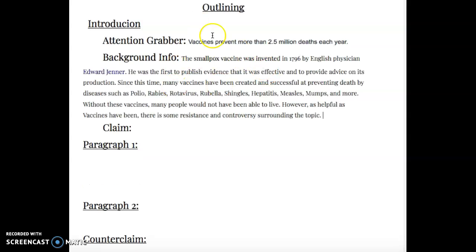Okay, so I've put in my background information here. It says the smallpox vaccine was invented in 1796 by English physician Edward Jenner. He was the first to publish evidence that it was effective and to provide advice on its production. Since this time, many vaccines have been created and successful at preventing death by disease such as polio, rabies, rotavirus, rubella, shingles, hepatitis, measles, mumps, and more. Without these vaccines, many people would not have been able to live. However, as helpful as vaccines have been, there is some resistance and controversy surrounding the topic. So I'm really giving that background information to my reader.